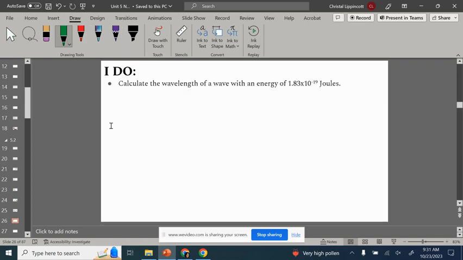We're calculating wavelength and we're given energy. So which equation, 1, 2, or 3, am I going to use today? 2. I've been given energy and I want to go into wavelength. So my energy equals Planck's constant times the speed of light over my wavelength.